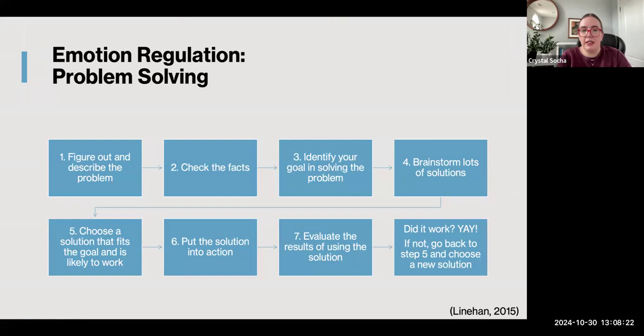So problem solving can work really, again, for many situations when someone's emotions do fit the facts and we need to explore how to solve that problem then.